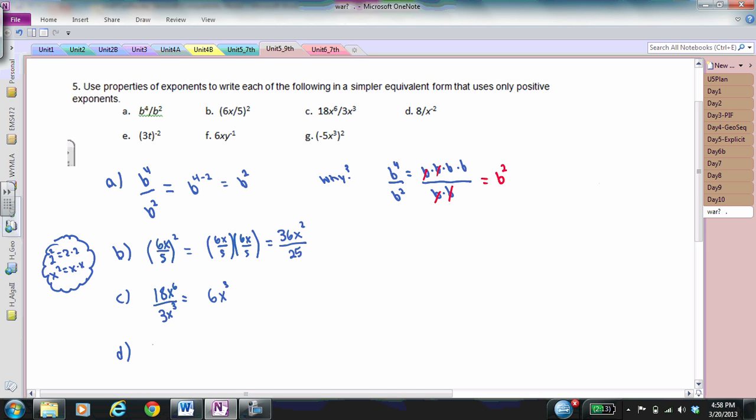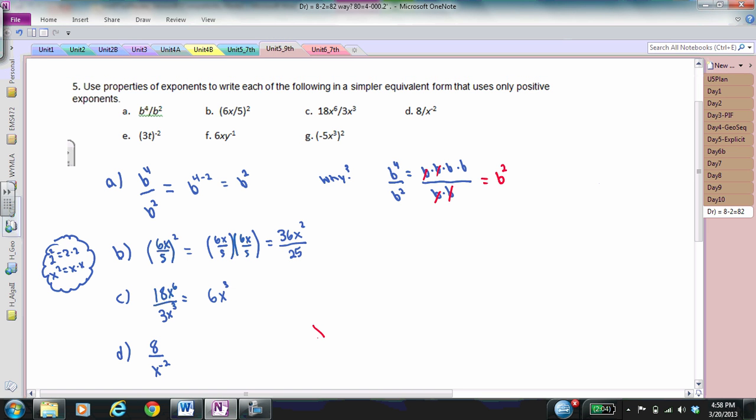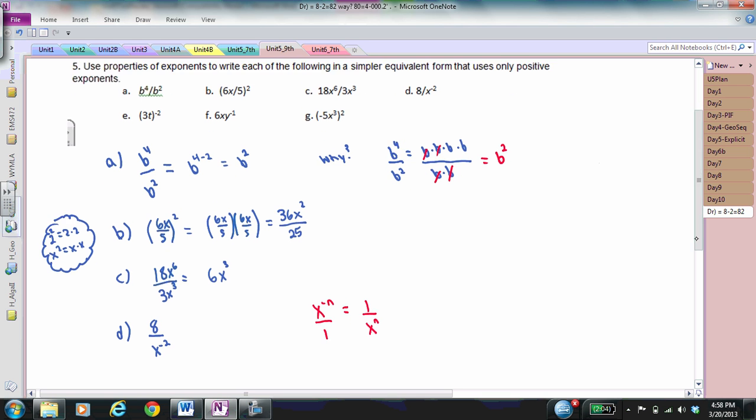Now for part D, we've got 8 over x to the negative second power. So we have to think about, what does it mean if I have a negative power? Remember, we said that that means you move it to the denominator and make it positive. So x to the negative n, we can think of that as over 1. Any number is always over 1. Nothing's written. So that becomes 1 over x to the n. We moved it to the denominator and made it positive.